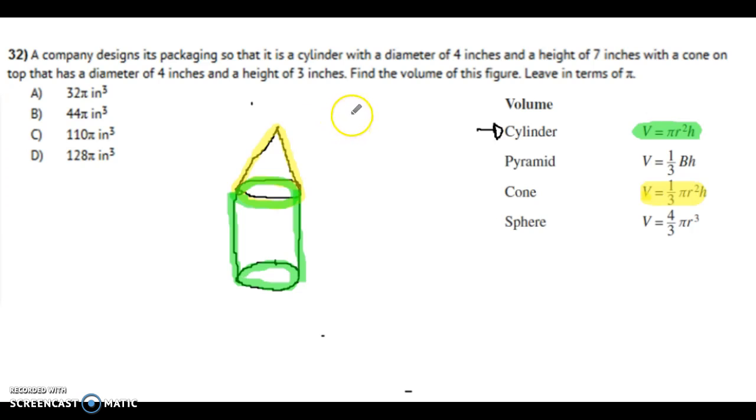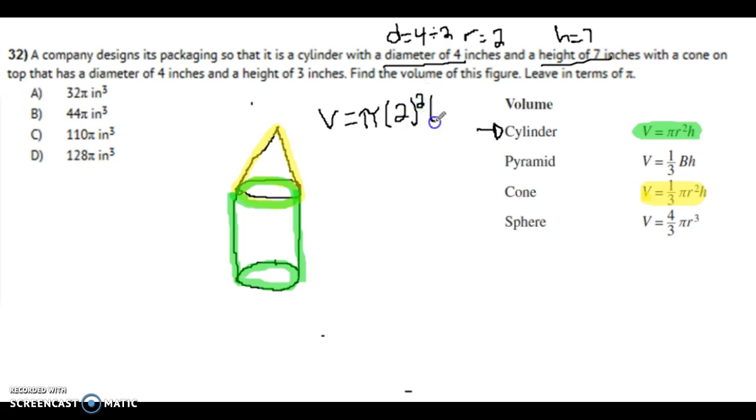I need to know the radius and the height. And right now I know the diameter is 4 and the height is 7. But there's no place that I can plug d into my formula. I have to turn that into a radius. So to turn a diameter into a radius, you would divide it by 2. So my radius is 2. So now I have enough information to plug in. Pi times the radius squared times the height.